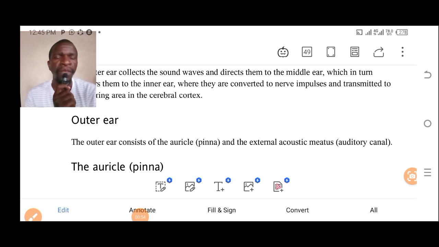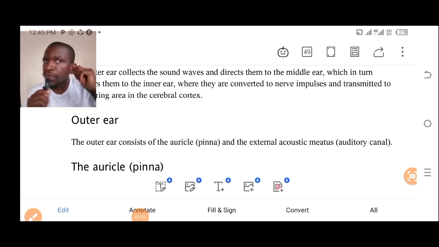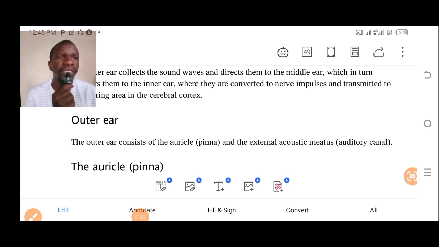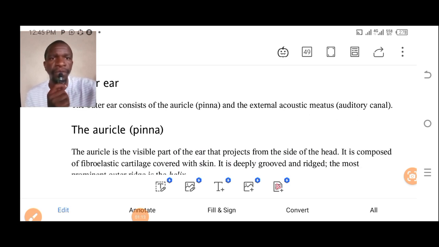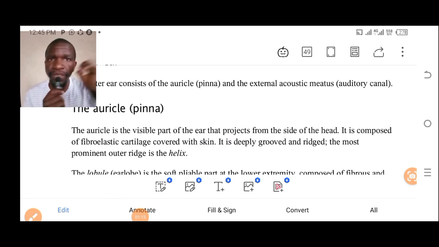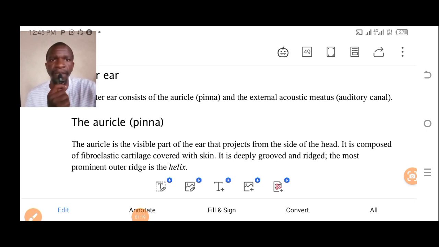As you can see, the outer ear consists of the auricle or the pinna, and the external acoustic meatus, which is the auditory canal. This canal is the external acoustic meatus or the auditory canal. The auricle or the pinna is this part of the outer ear.